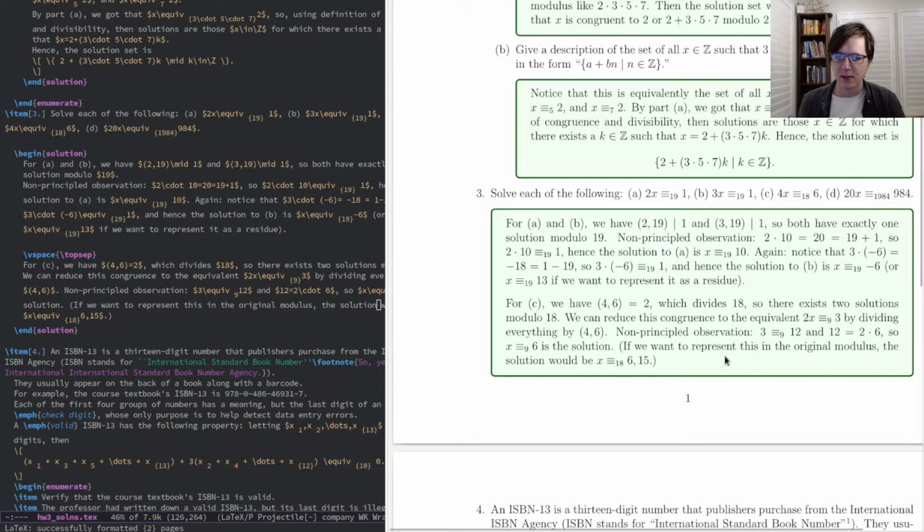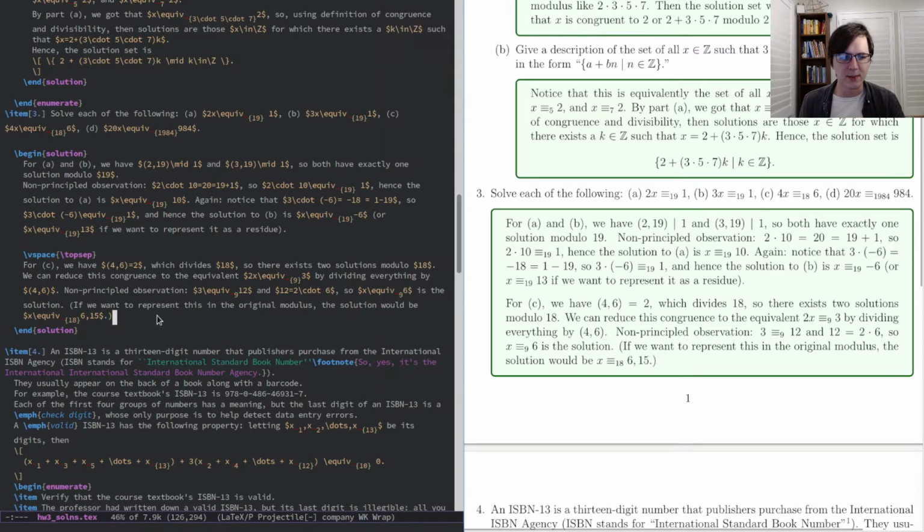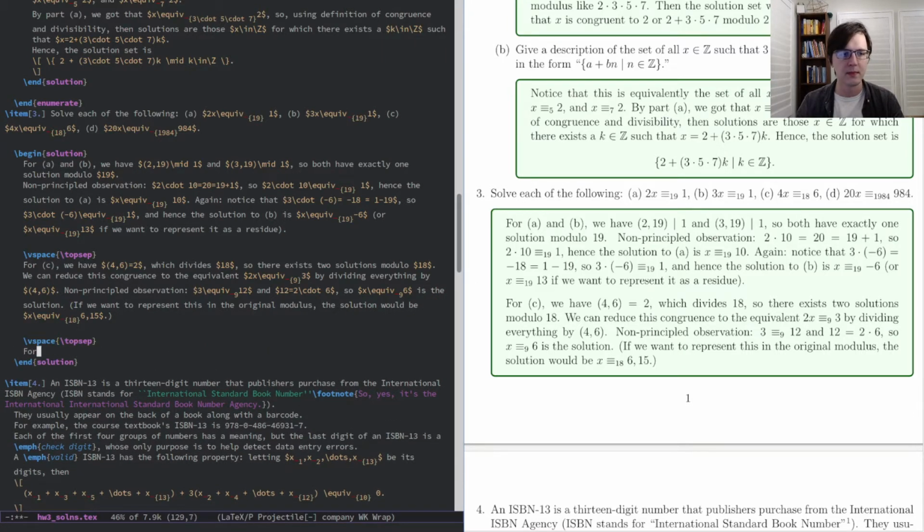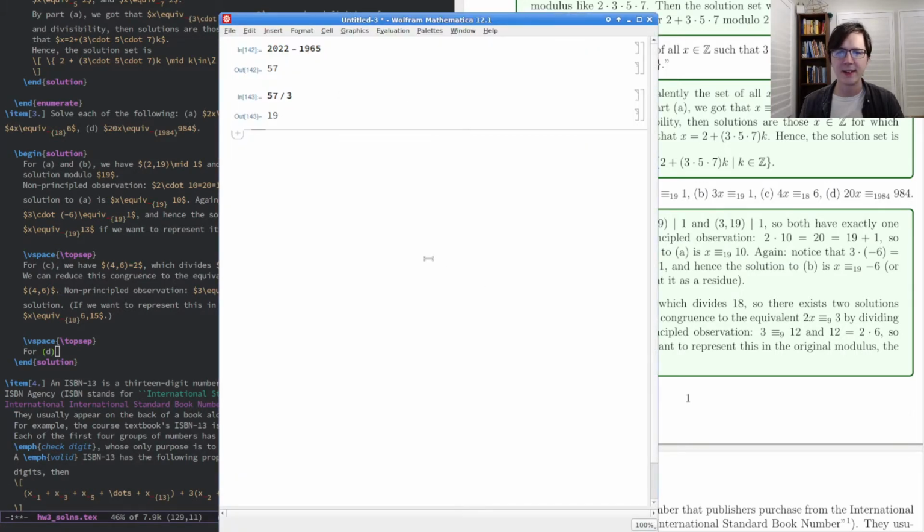Well, okay, let's not belabor this. To get these numbers, you can also do the Euclidean algorithm, which we're going to do now for the next problem. Let's see what this is going to look like. So 1984, the GCD of it and 20 is 4, and 1984, yep, that is divisible. That's good.